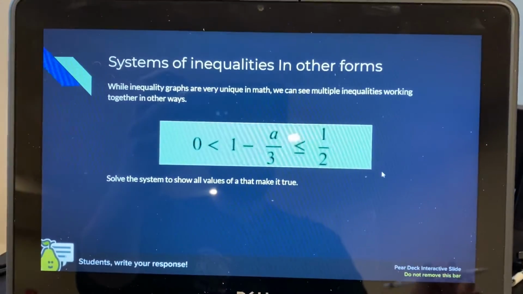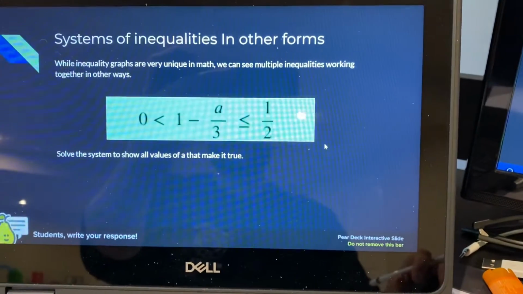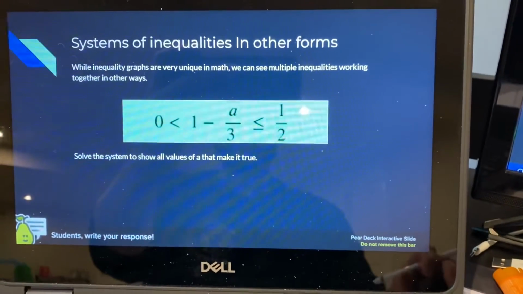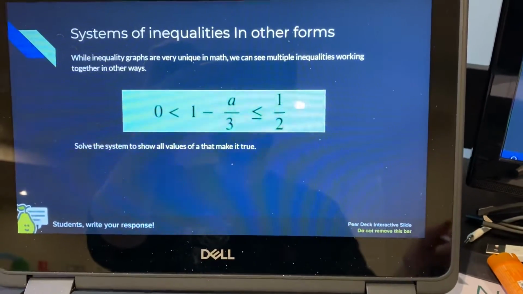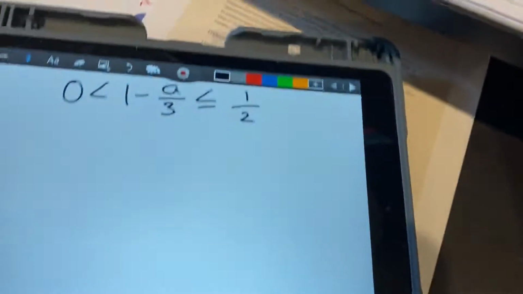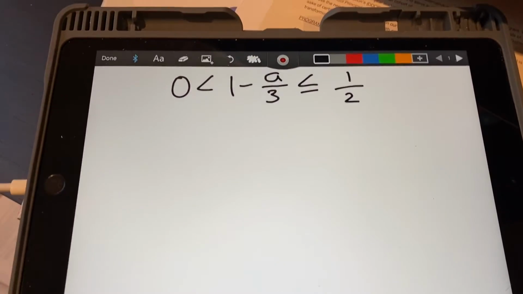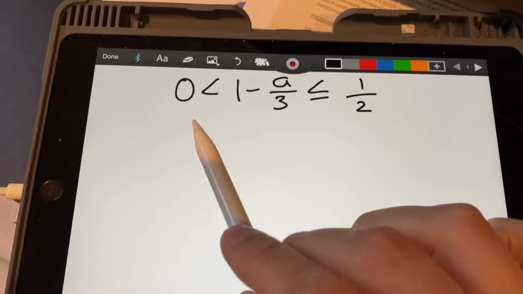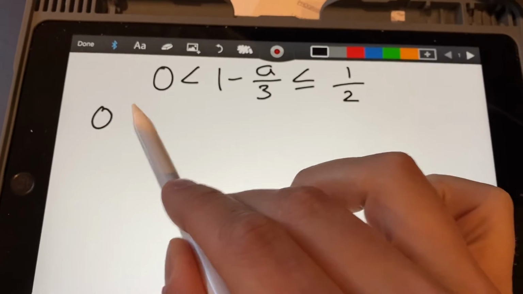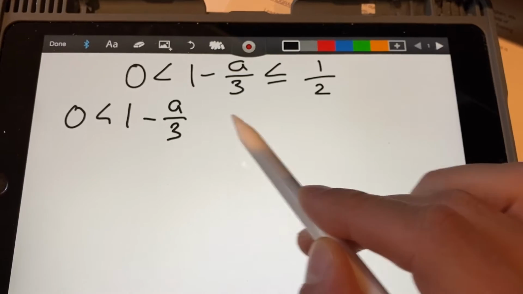Hey class, just looking into the last few problems of the slideshow. If you take a look, this is the one we were just on. It was the other form of a system of inequalities. This one technically is not really a system because it only has one variable, but we're going to treat it like a system because if we break it apart, which we did in class, you see that there's actually two inequalities working at the same time.